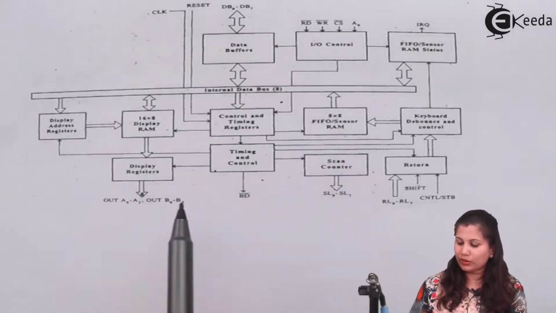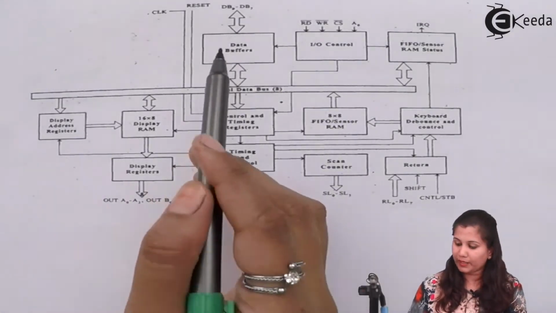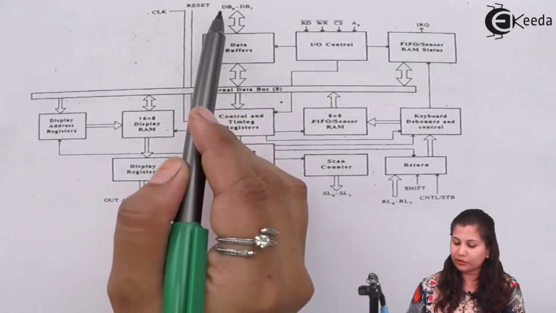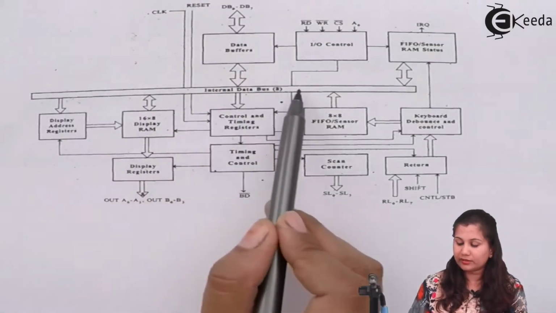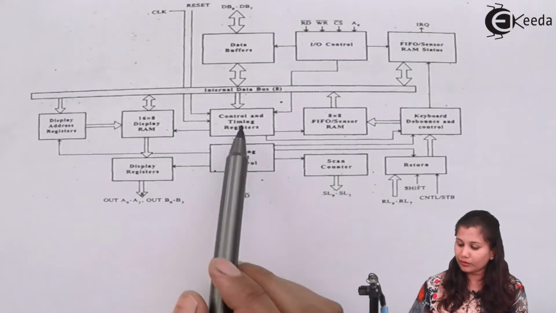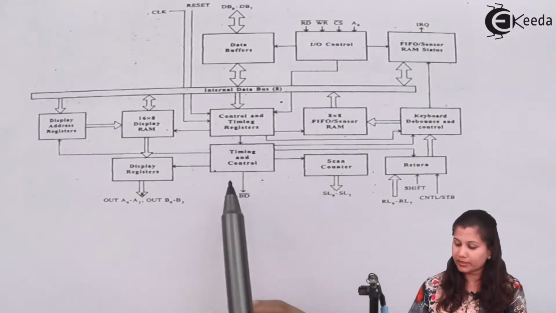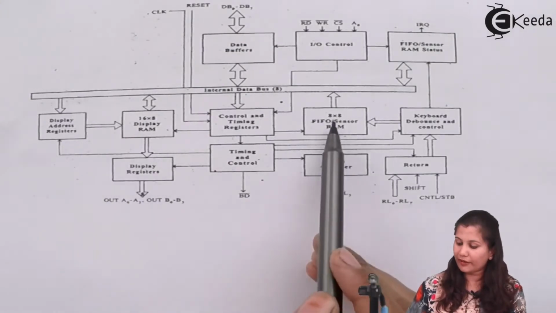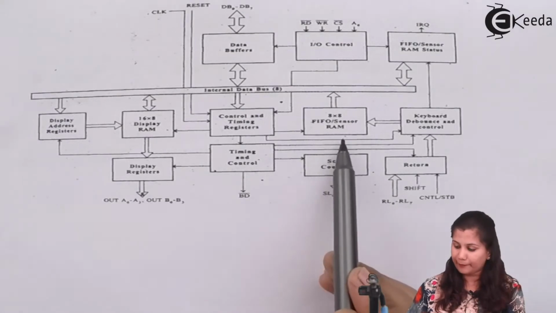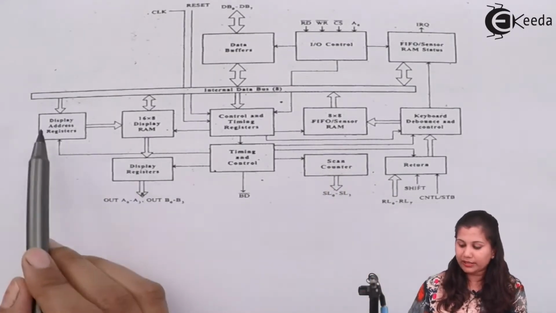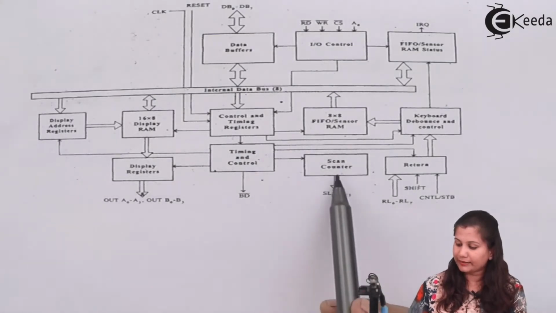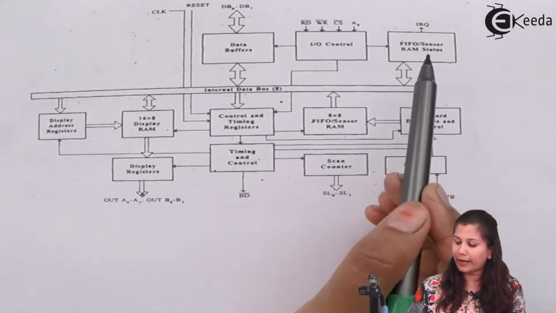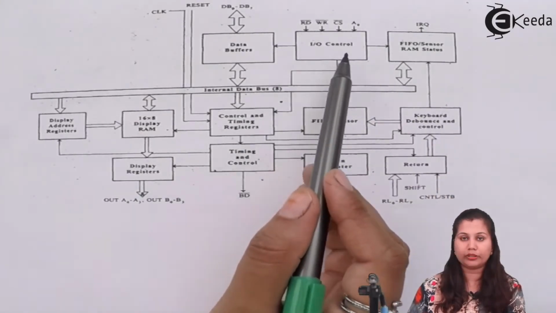So in this block diagram, you can see that there are various blocks like data buffers. This data buffer is connected with the data bus DB0 to DB7. Then we have the internal data bus of 8 bits. Then we have control and timing registers, timing and control unit. We have 16 into 8 display RAM and also we have 8 into 8 FIFO sensor RAM. Now we have the display register, display address registers. This is scan counter, return, keyboard debounce and control block. Then we have FIFO sensor RAM status and input output control.